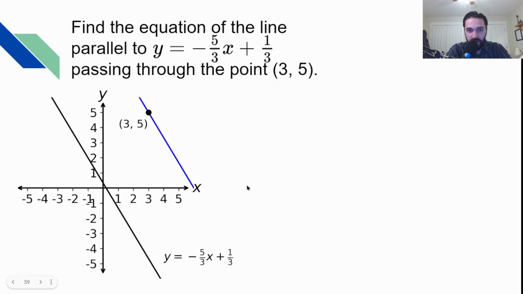So to form the equation of this line, we need to know the slope and we need to know the y-intercept. We can start by putting this into point slope form, because we have the slope and we have a point on the line. A point on the line is 3, 5. You say, Luke, I don't know what the slope is. You didn't tell us that yet. Well, this black line has a slope of negative 5 thirds. And because these lines are parallel, we immediately know the slope of this line. It's the same as the black line. It has to be. So m equals negative 5 thirds. It has the same slope.